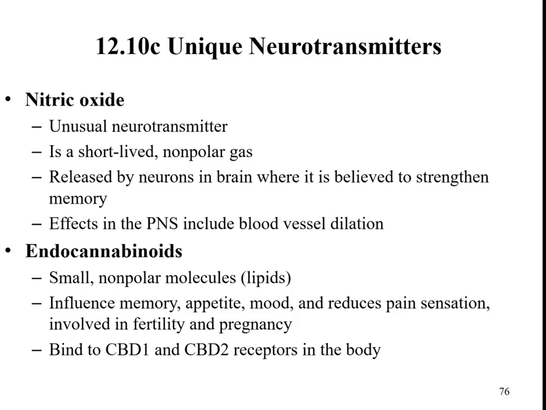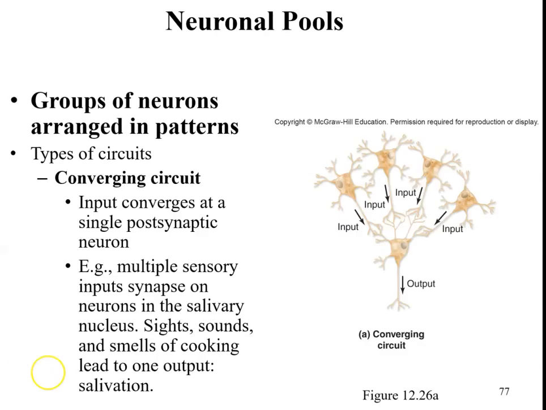And then you have the endocannabinoids. These are small nonpolar molecules, they're lipids, that influence memory, appetite, mood, and reduce pain sensation. They're also involved in fertility and pregnancy, and they bind to the CB1 and CB2 receptors in the body. Okay, I just want to talk just a little bit about the different ways that neurons can be arranged, and then we'll be done with this chapter.